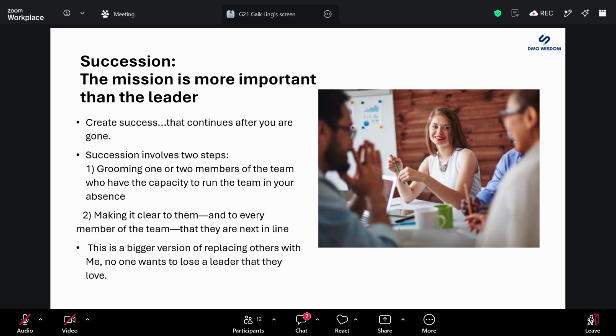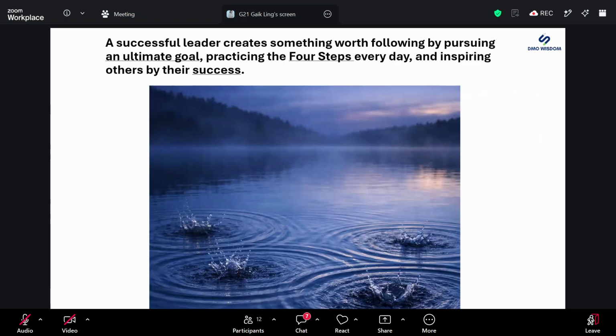So it is important, if you are a leader of a company or your own business, to prepare your team so that your success is not limited to the time when you are here. We know ultimately we all have to leave this world. There will come a day. Now, a successful leader creates something worth following by pursuing an ultimate goal, using 4 steps, and you inspire others by your success.